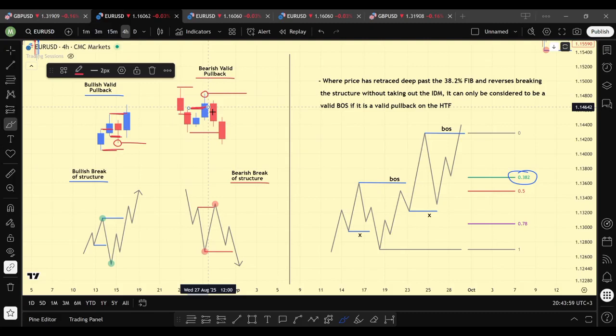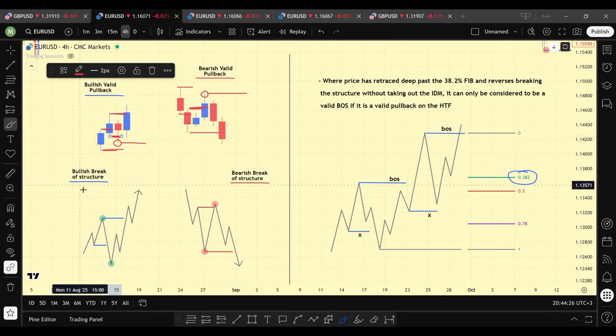The break can be either by a wick or by a body closure, and it also doesn't matter the color of the candle that breaks past the previous candle low in a bullish scenario or in a bearish scenario. The candle can be bullish or bearish. It actually doesn't matter. All right, so that's about valid pullback.